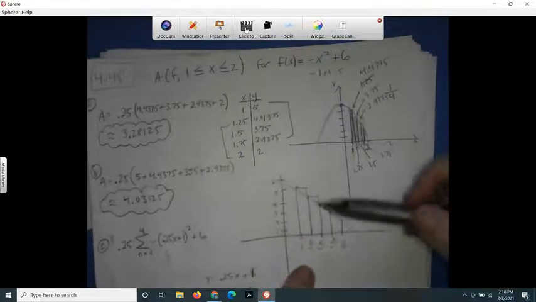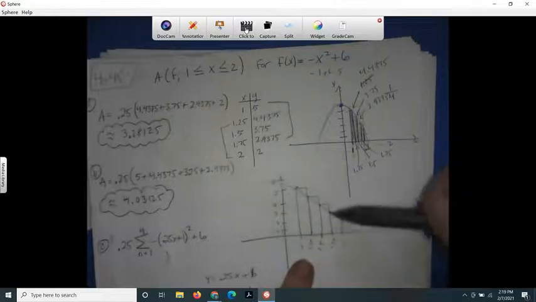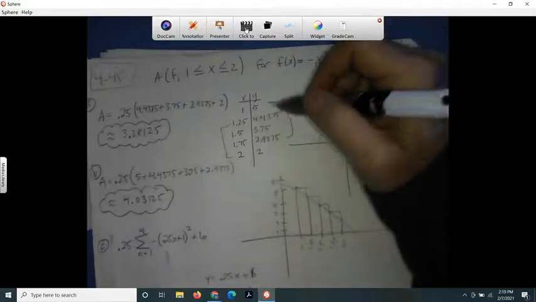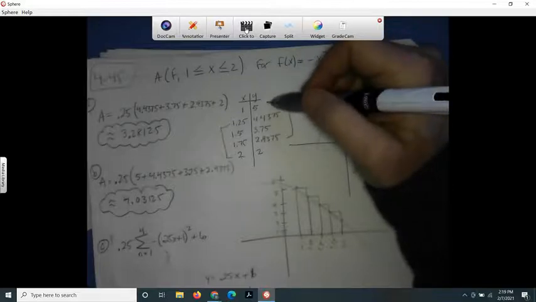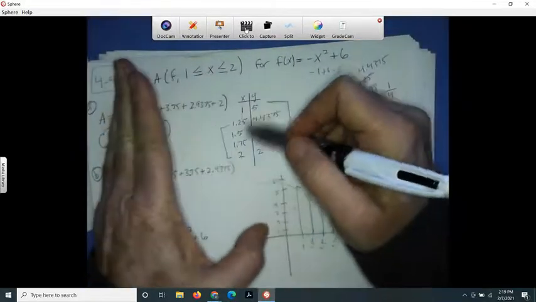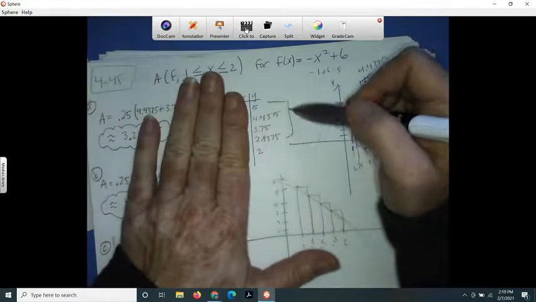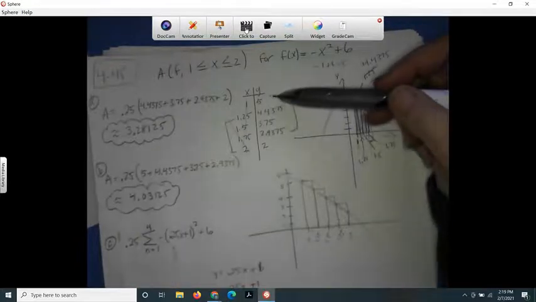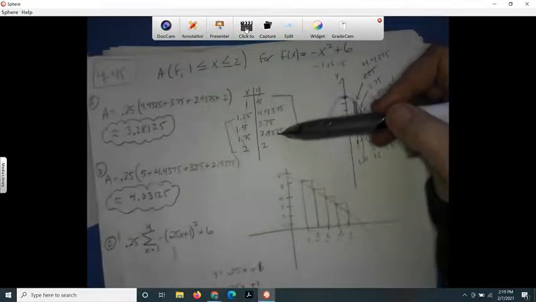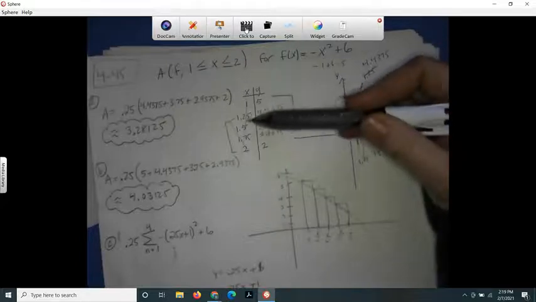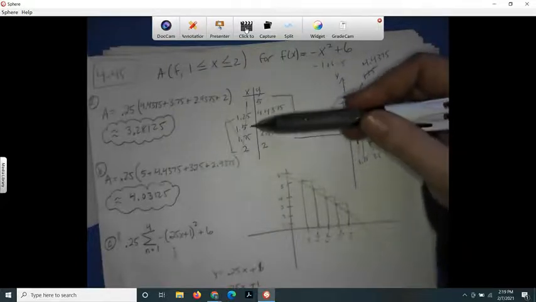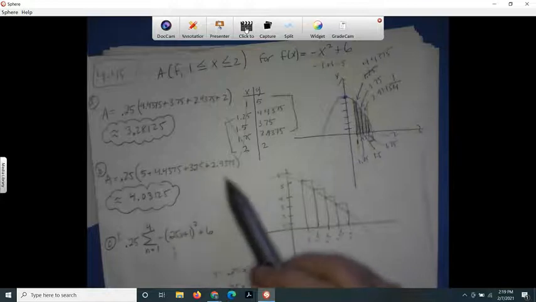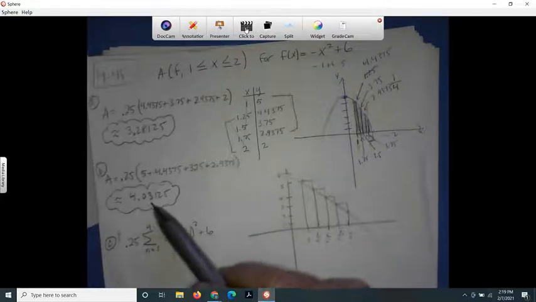You'll notice that a lot of these heights of the rectangles are already on my table. All I really have to do is use this same table that I made, and instead of using these, I'm going to use these ones over here. So I went 0.25, and then these are all the heights of the rectangles. These are the y values when I plug in my 1 and my 1.25 and my 1.5 and my 1.75. You can try it. Go ahead and use your calculator and get them. Add them up, you get this sum. So that's the answer to letter B.